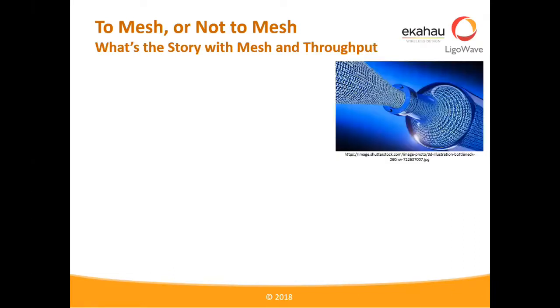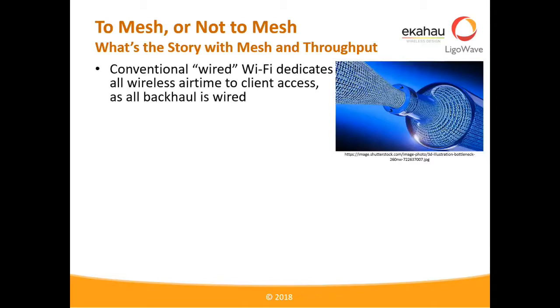So of course, everybody always says that mesh lowers throughput, and there's a lot of stuff out there about whether mesh impacts throughput. So let me tell you kind of the story on mesh and throughput. With a conventional wired Wi-Fi network, you are dedicating all of your wireless airtime to client access. And all of your backhaul is going out over the wired Ethernet cable. So this is how a conventional Wi-Fi network operates. My radio is solely devoted to transmitting and receiving data back and forth between client devices, and all of my backhaul of all of that data for upload and download is going in and out over the Ethernet wire.